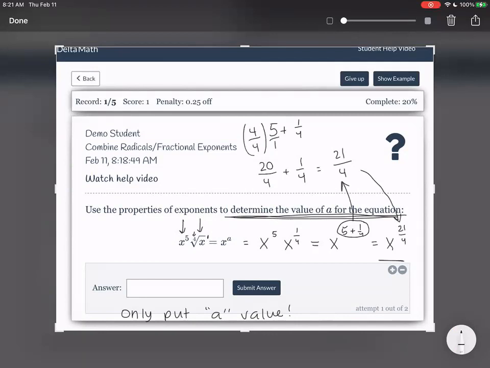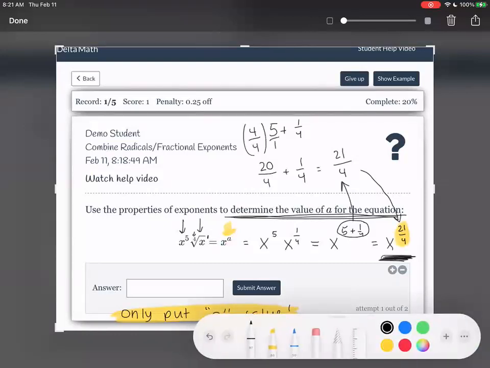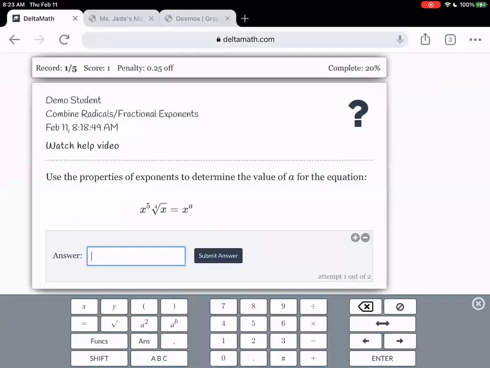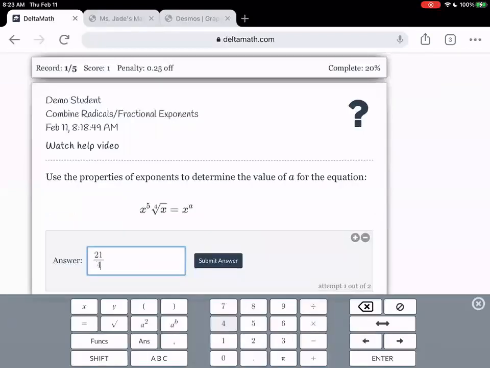Now, before I go ahead and enter this into my answer box, remember once again that for our answer, we only want to put the a value. So what is our a value? It's right over there. It's the exponent, so we're only going to put 21 over 4 into our answer box. Okay, so 21 over 4 is our answer for this one. Are there any questions? I'm going to pause the video so you guys have a chance. So 21 over 4 goes into our answer box.